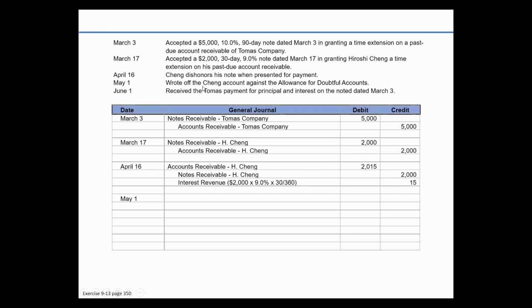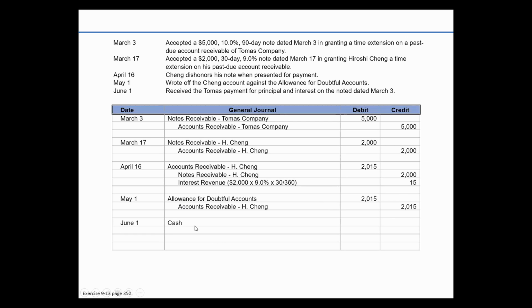And on May the 1st, we write off the Chang account against the allowance for doubtful accounts because we realize that he's not going to pay us. So we have the allowance for doubtful accounts, $2,015, debit, and then credit for H. Chang receivable, $2,015. And then on June the 1st, we received the Tomas payment for principal and interest for the note dated on March the 3rd.